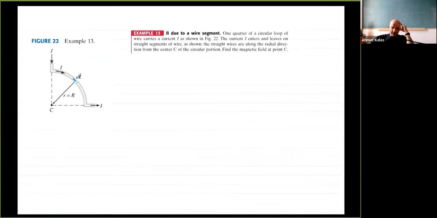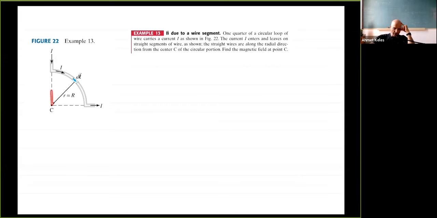B due to a wire segment. 1/4 of a circular loop of wire carries current I as shown in the figure. The current I enters and leaves on straight segments, so it enters from here and leaves from here. And the straight wires are along the radial direction.